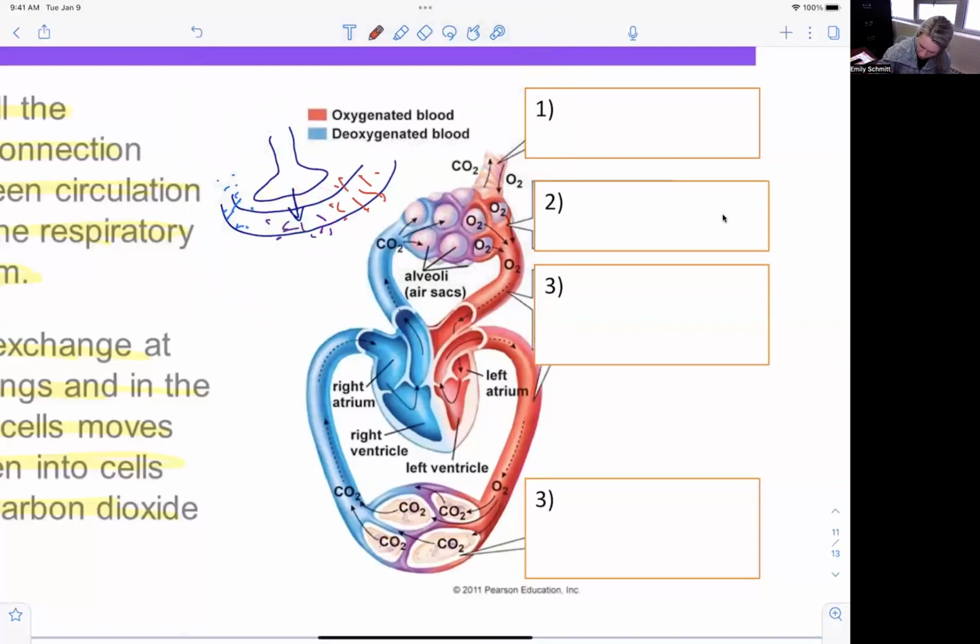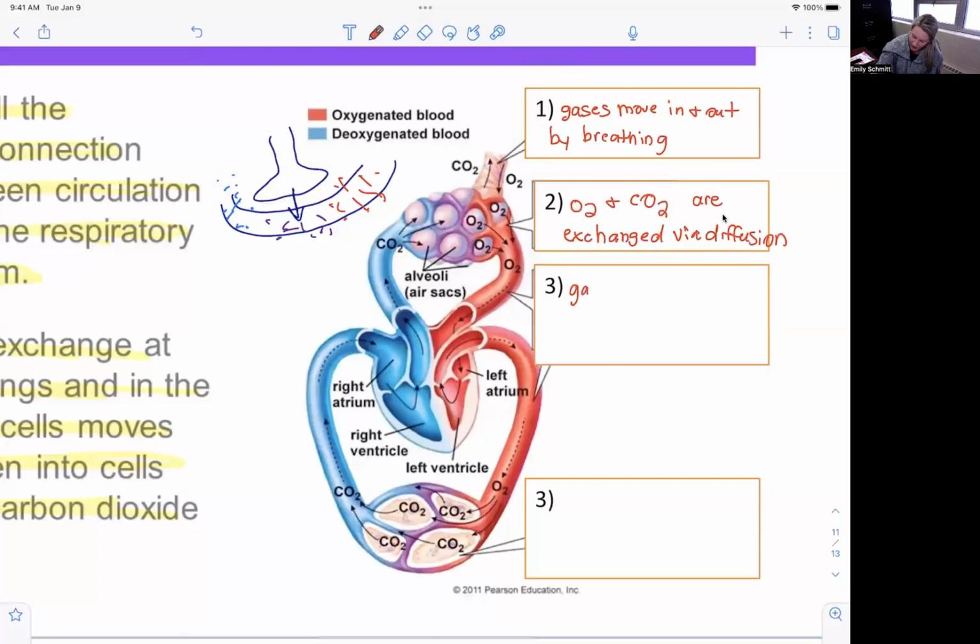So to start, we are going to have gases move in and out by breathing. Then oxygen and carbon dioxide are exchanged via diffusion.